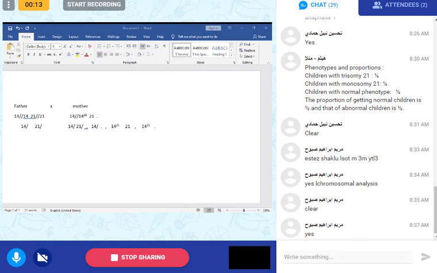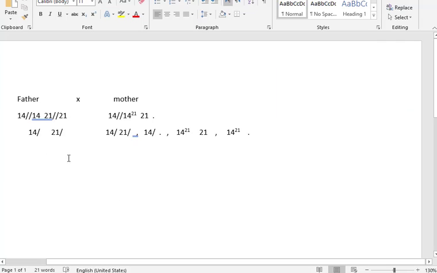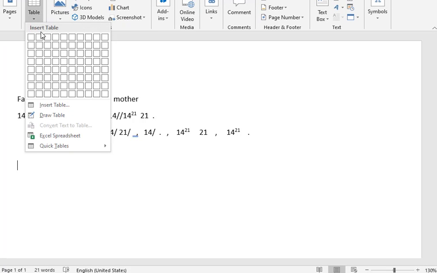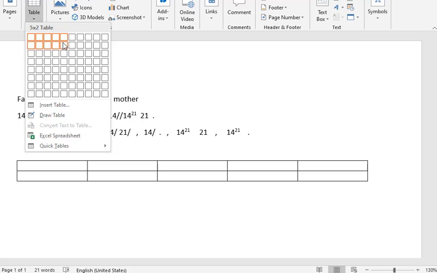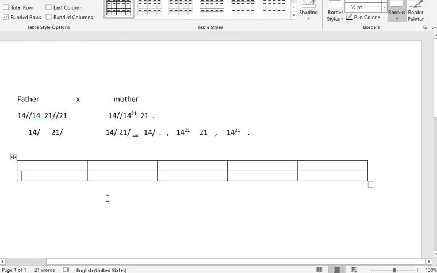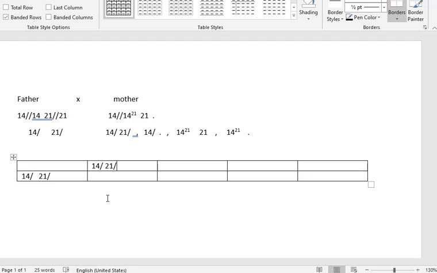Okay, good. Now let's make the table. Father has only 14 dash with 21 dash. Here, normal 14 dash, 21 dash. Next, 14 dash alone. Next, 14 with the 21 above it and the 21. 14 with the 21 above it.